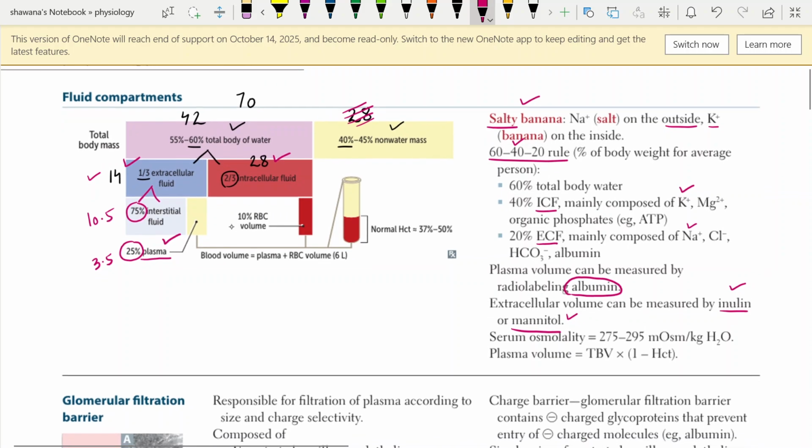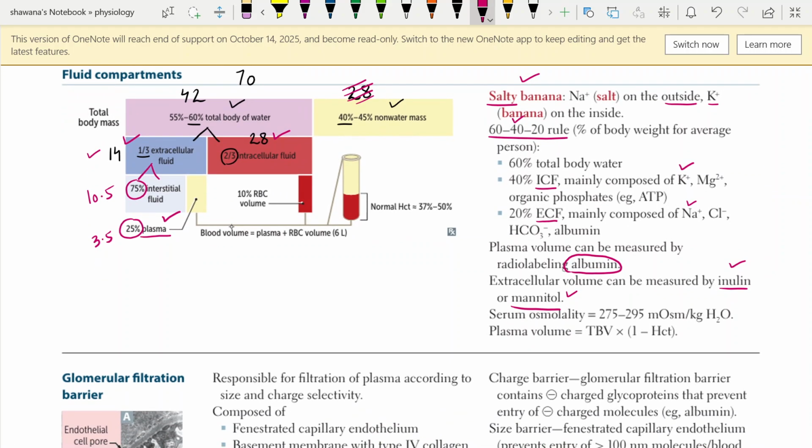Another term is serum osmolality. What is serum osmolality? Serum osmolality is defined as the amount of solutes present per kilogram of water, the milliosmoles of solutes present in a kilogram of water. So our plasma osmolarity is approximately 290, we can say 275 to 295 milliosmoles per kilogram of water.